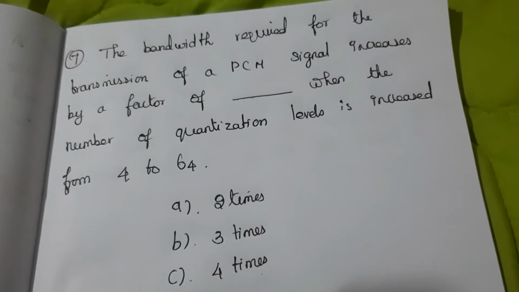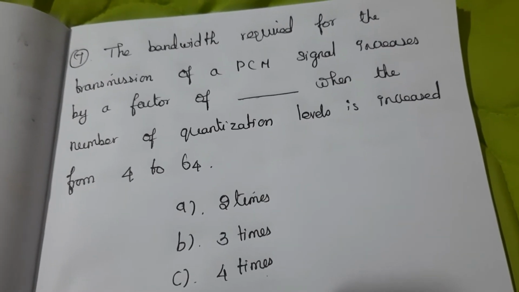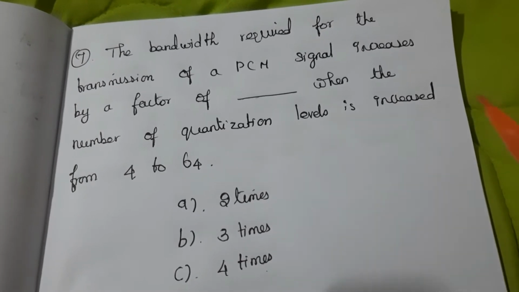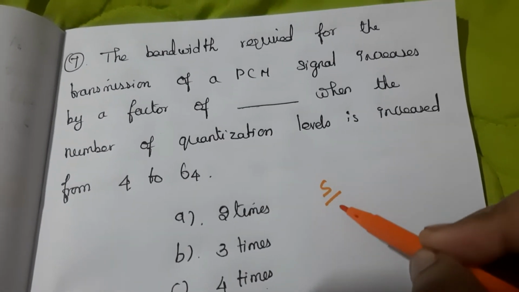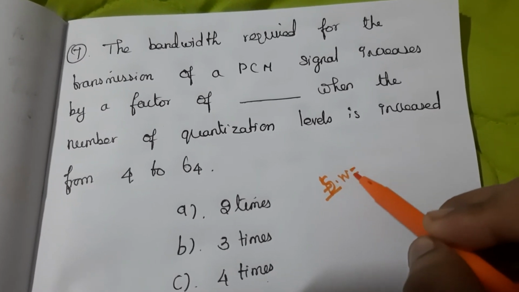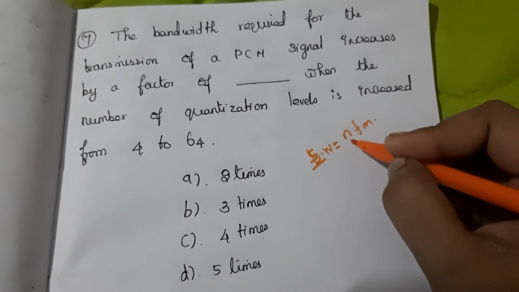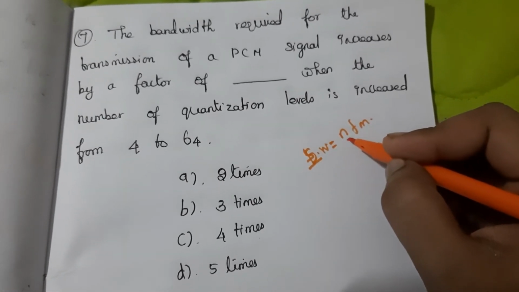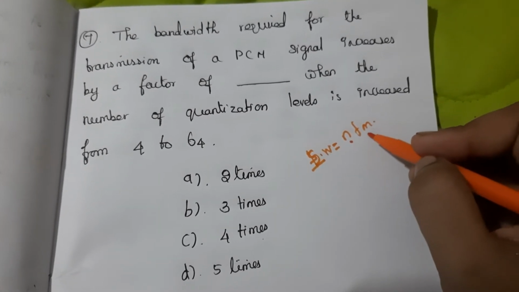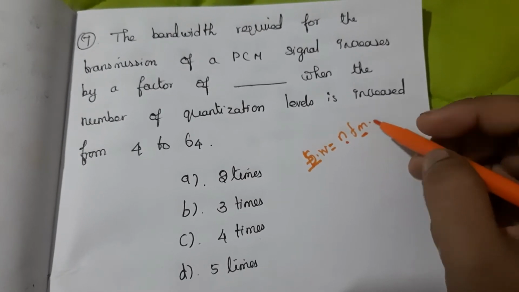Seventh question, the bandwidth required for the transmission of PCM signal increases by a factor dash when the number of quantization levels is increased from 4 to 64. So we know that bandwidth is equal to n into Fm, where n is the number of bits in the PCM code, and Fm is the signal bandwidth.